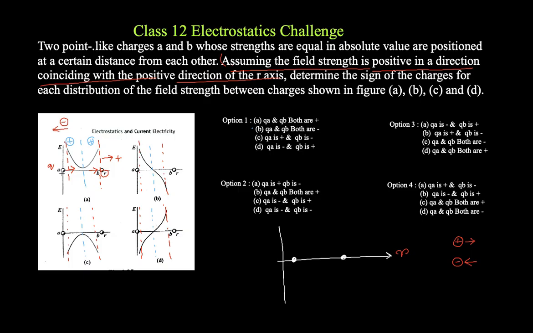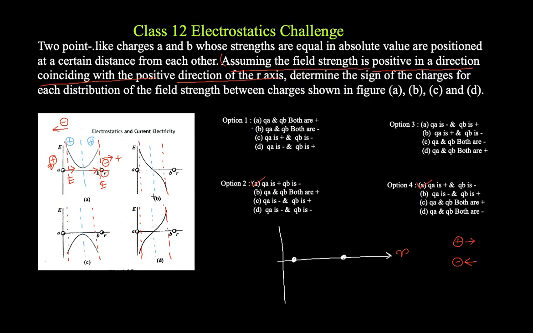So for QA, the electric field is going outward from the charge. For B, the electric field is going inside the charge. So QA is positive and QB is negative. Here QA is positive and QB is negative. Here also QA is positive and QB is negative. In the same way you have to judge the next one.